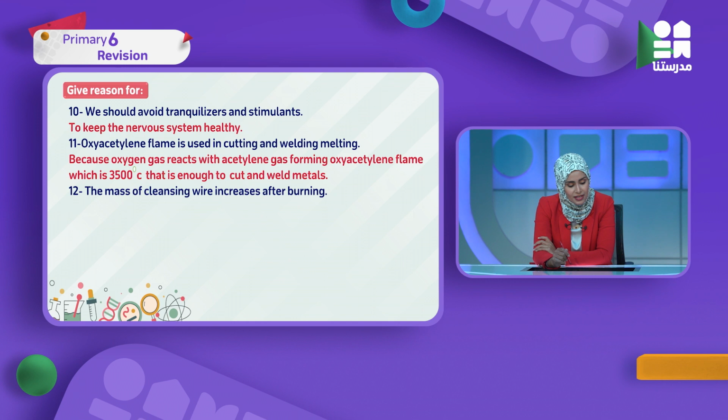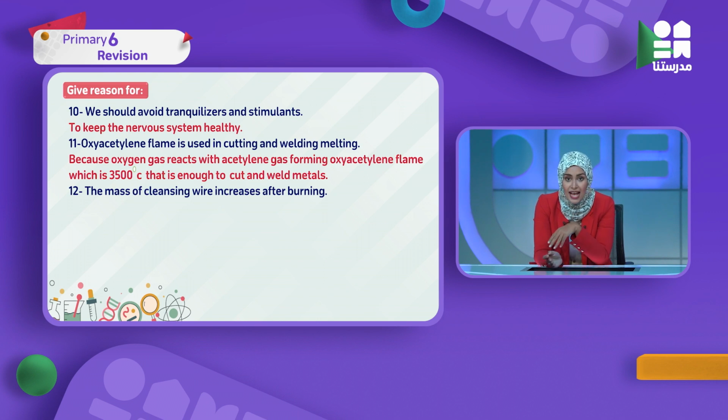Question number 12. The mass of cleansing wire increases after burning. هفكرك بالoxygen reactions. Oxygen reactions was two. The first one was burning and it was a rapid union. بيحصل بسرعة جدا. Resulting in heat and light. أي حاجة بيحصل لها burning هتطلع heat and light, and this happens quickly, rapidly. Okay? This is the first type of reactions.